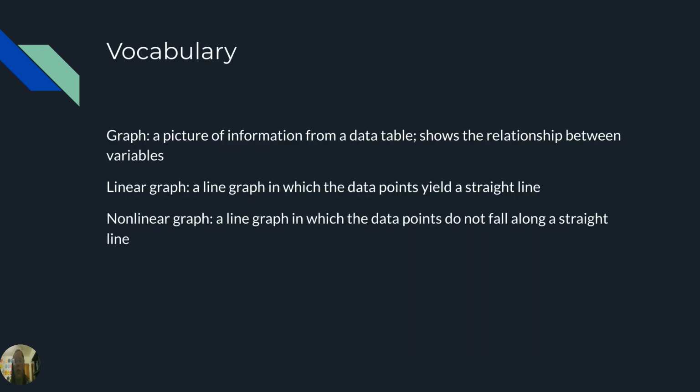So three vocab words today. Graph: a picture of information from a data table, shows the relationship between variables. Linear graph: a line graph in which the data points yield a straight line. Nonlinear graph: a line graph in which the data points do not follow along a straight line.